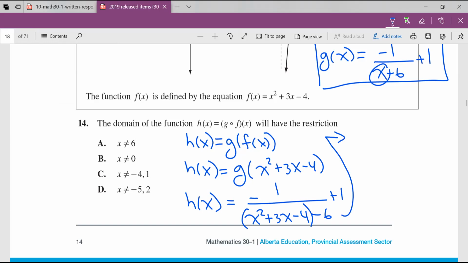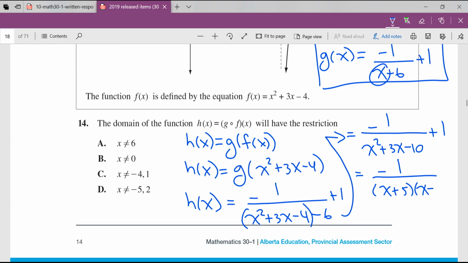Come back up here. Holy cow, h at x is equal to, simplify the denominator. So now I'm going to get x squared plus 3x minus 10. And I want the domain of h at x. So once again, I'm going to factor that so that I get my vertical asymptotes. In this case, I have a couple on my composed function. So there's h at x. Pardon me. Now, friends, we want the domain of h at x.